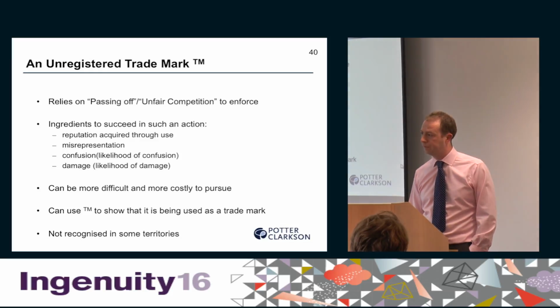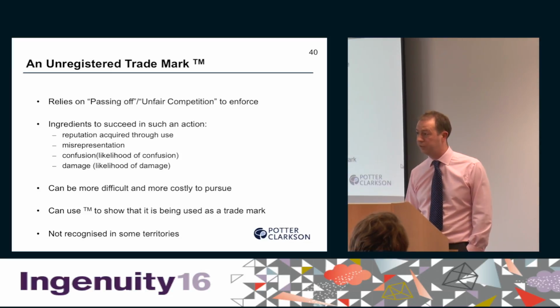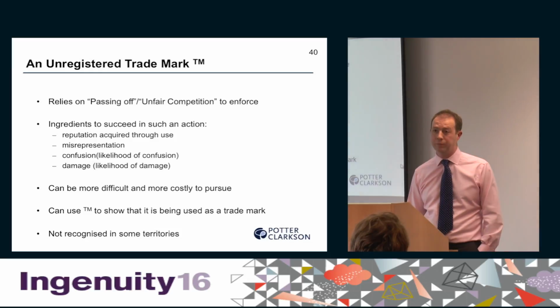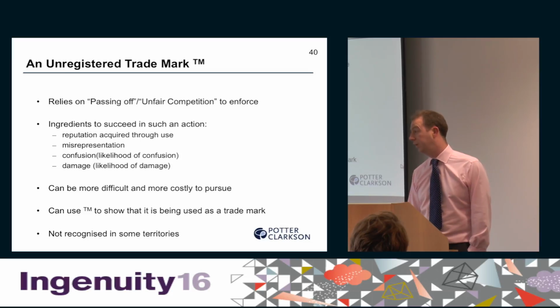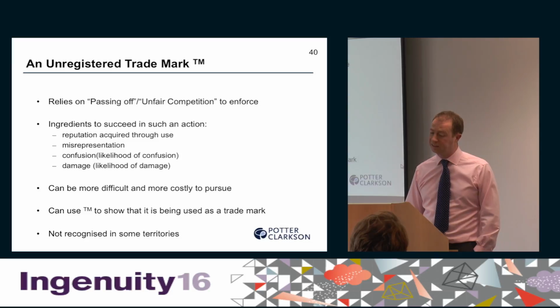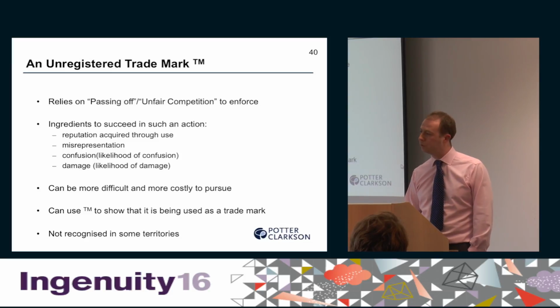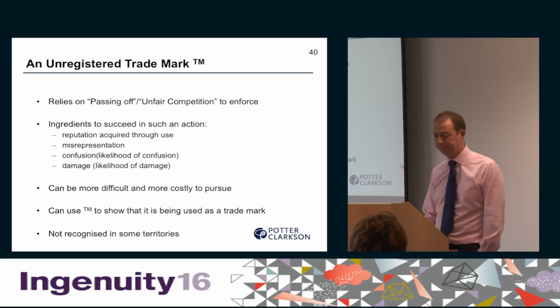That can be costly. So that's why we say that a registered trademark is much easier to enforce, because you don't need to rely on meeting these criteria. But nonetheless, if you don't have a registered mark, this is available. And in this instance, you can use a TM to show that you're intending to use it as a trademark, but these unregistered rights are not recognised in all territories.